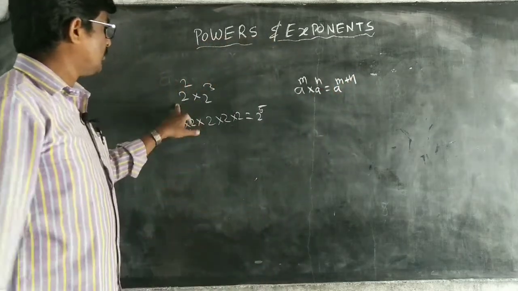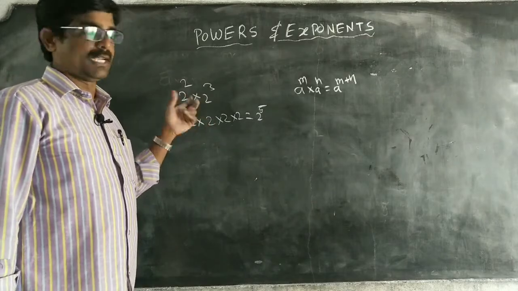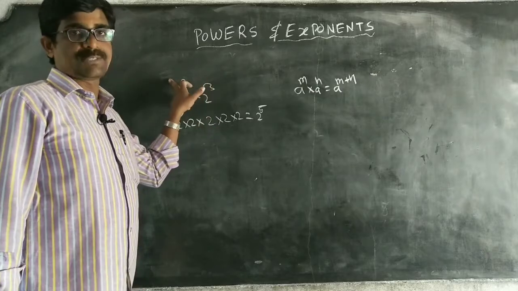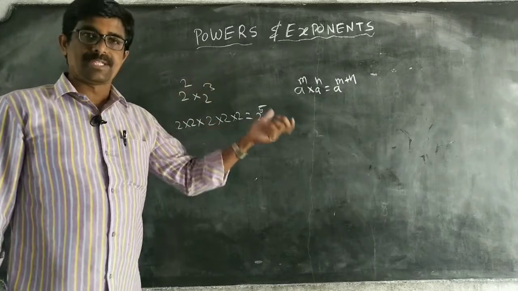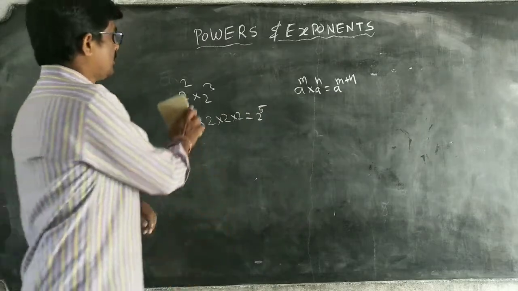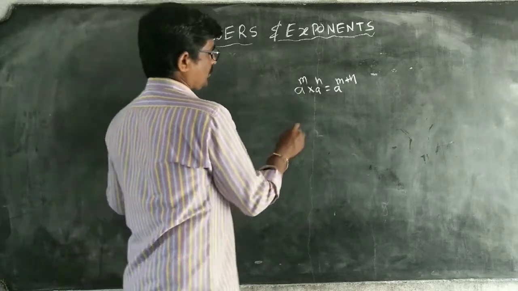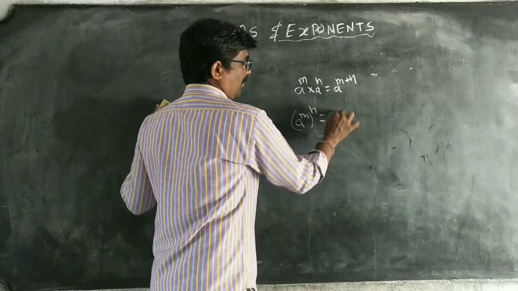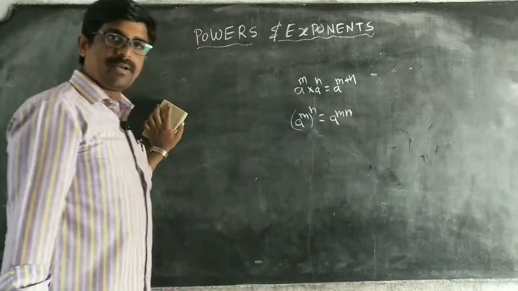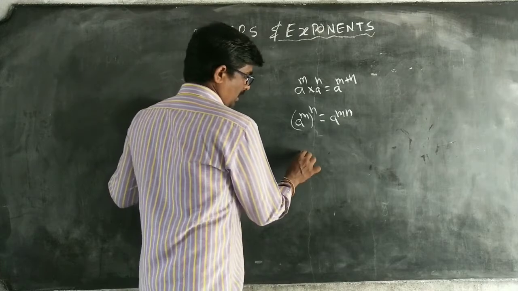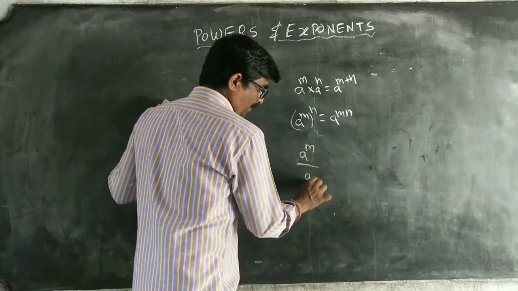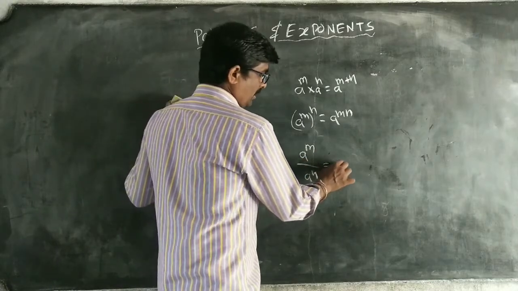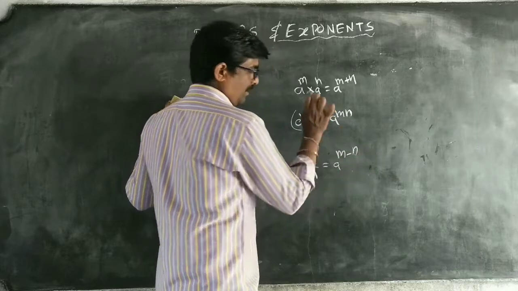So the base must be the same. If the base is the same, for the product of two powers I have to add the exponents only. Similarly, the next formula: a power m whole power n is equal to a power m into n. Again, a power m by a power n with the same base is equal to a power m minus n.